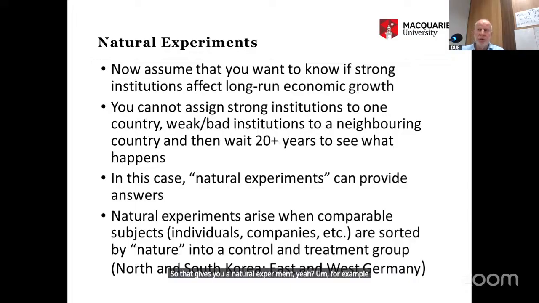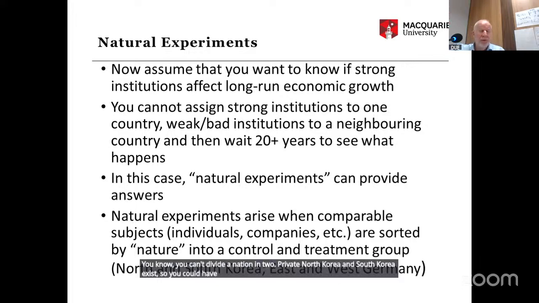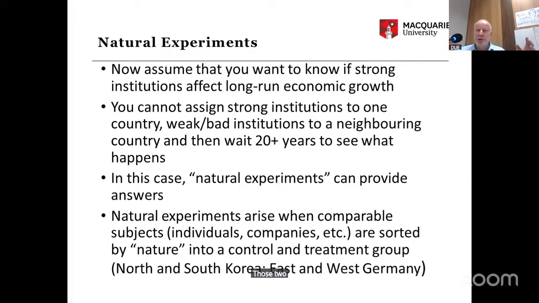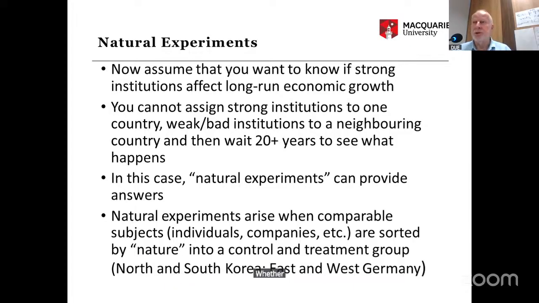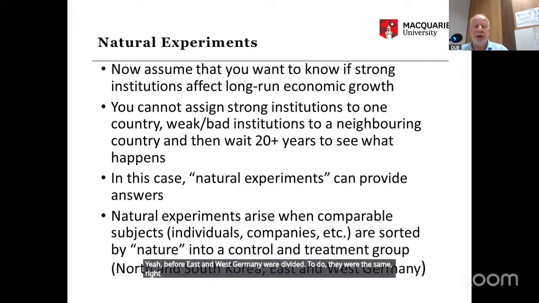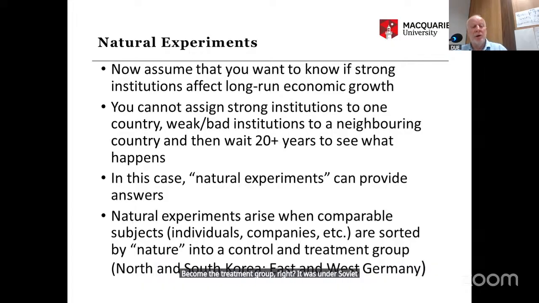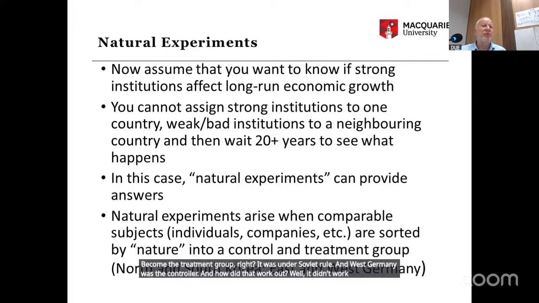For example, you can't divide a nation in two, but North Korea and South Korea exist, so you could have a look at those two. East Germany and West Germany, right? You can see under the different conditions whether you could test the hypothesis. Before East and West Germany were divided into two, they were the same. So you could say that East Germany became the treatment group, under Soviet rule, and West Germany was the control. And how did that work out? Well, it didn't work out very well for East Germany.